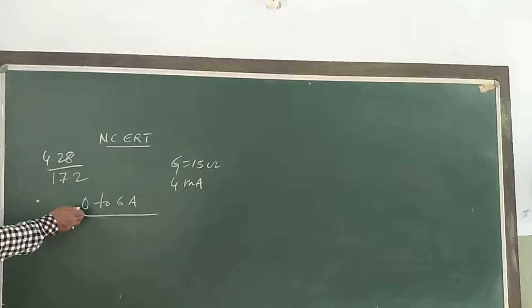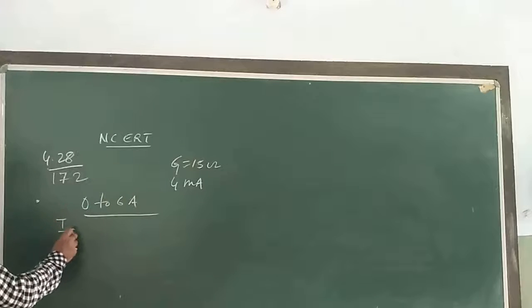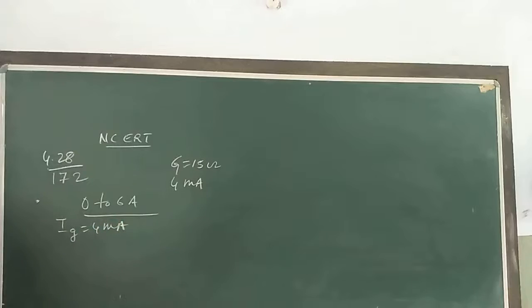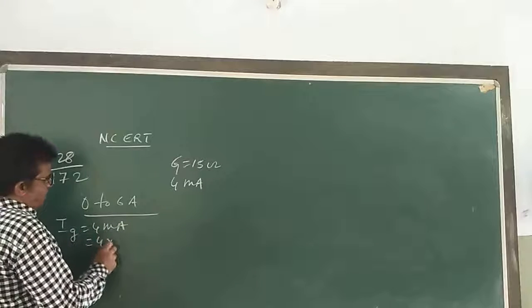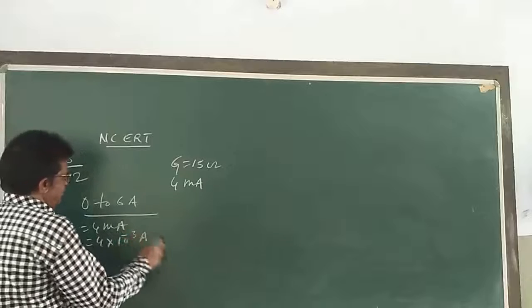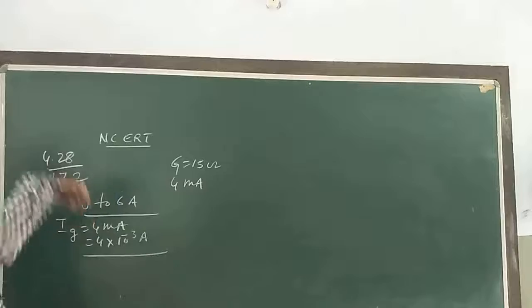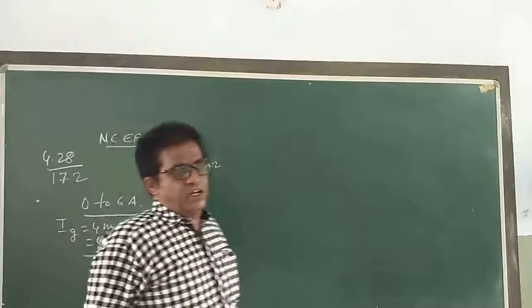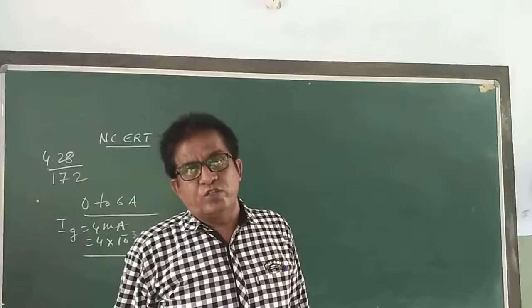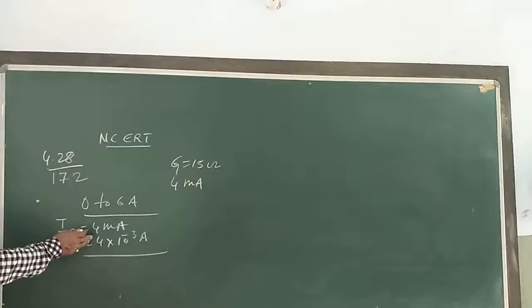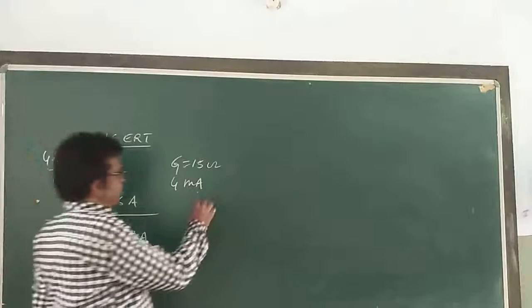Children, the current is given as 6 ampere, and the galvanometer current is 4 milliampere, that you may write as 4 into 10 raised to the power minus 3 ampere. Then, my dear children, to convert a galvanometer into an ammeter, we have to use a small resistance, we may call it shunt resistance, to be connected in parallel with the galvanometer.